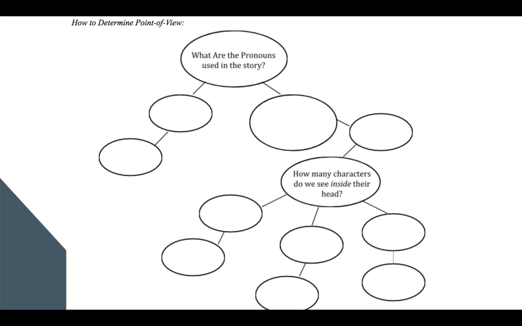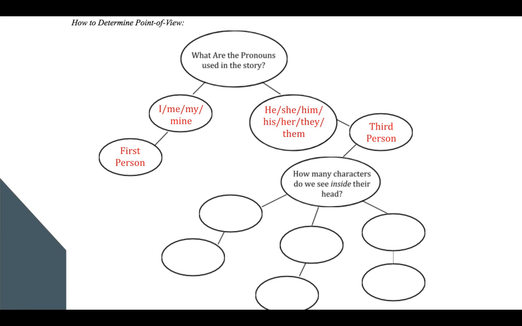The way you decide what is the point of view of the story is to look at the pronouns. So, if they are using a lot of I, me, my, or mine, that's going to point you to first person. It's one character telling the story from their own experience. If you're seeing pronouns like he, she, him, his, her, they, them, or the characters' names, that's going to tell you it's third person.